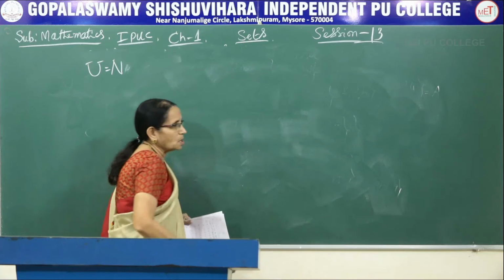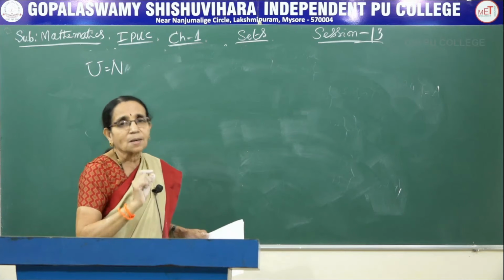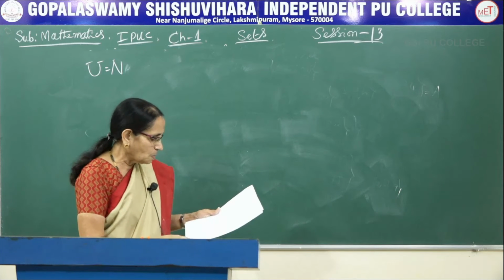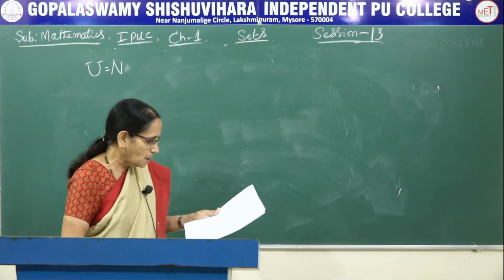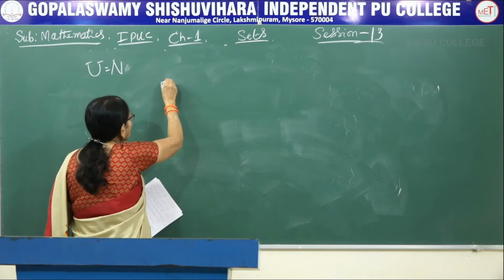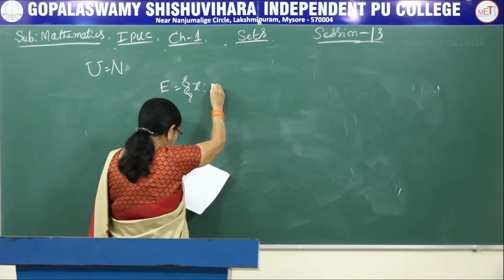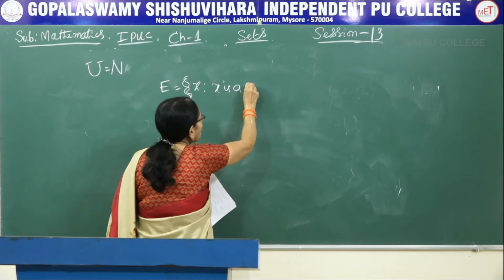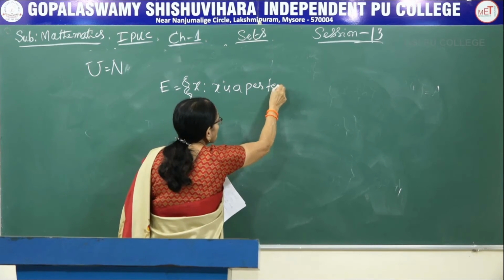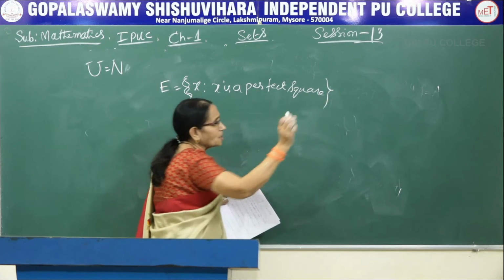See, starting with 1, it is 1, 2 like that. There is no need to write all those numbers. Write the condition: x is not divisible by 5, x is not divisible by 3. Now, set E. It contains all x such that x is a perfect square. Of course, I will consider only the natural numbers.